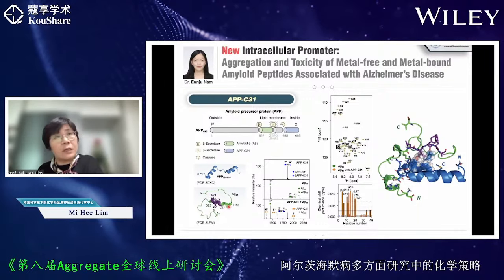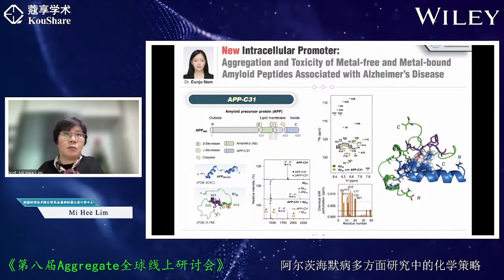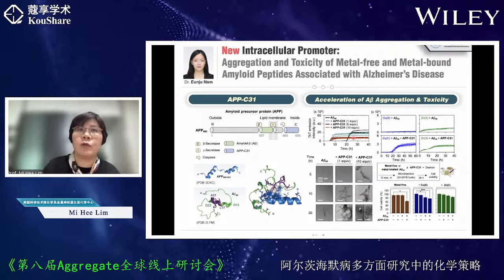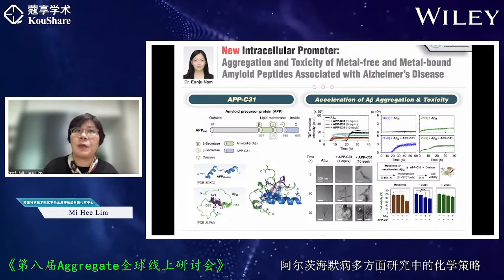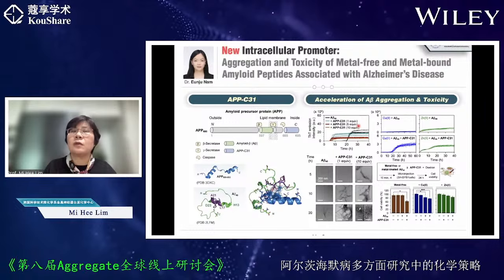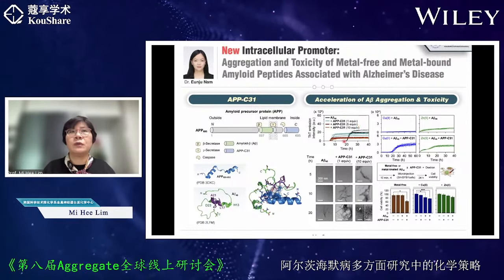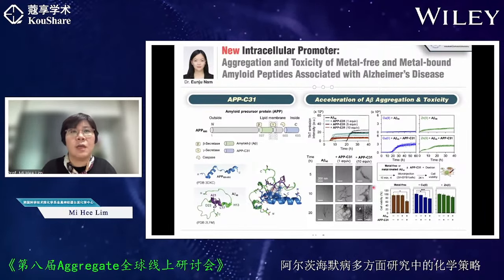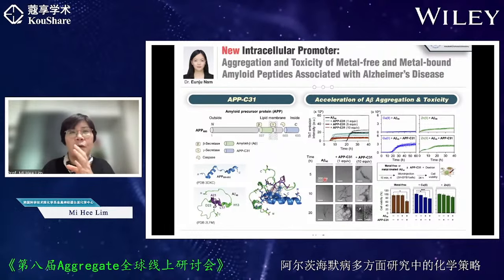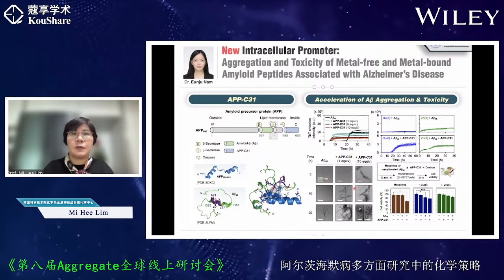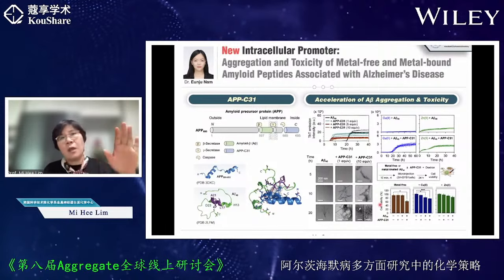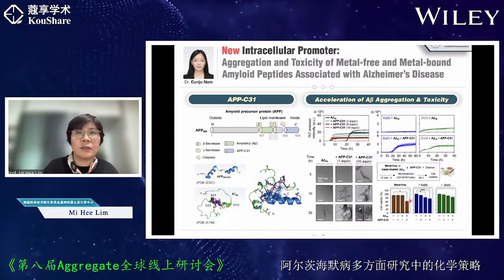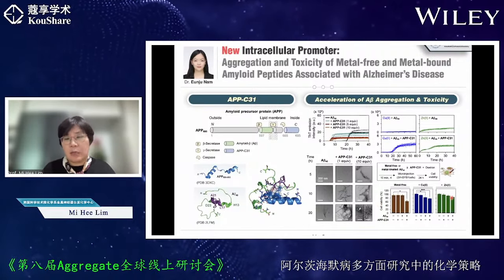As you would expect from our interaction research, we confirmed in vitro that in the presence of the C31 peptide, the aggregation of A-beta is facilitated in both metal-free and metal-containing conditions. You can see here clearly, even with a shorter incubation, in the presence of APP-C31 we see a significantly increased amount of A-beta fibers. And the toxicity was increased, as we expected.